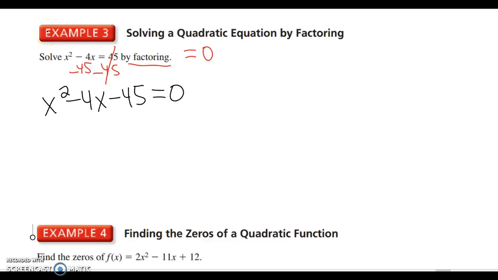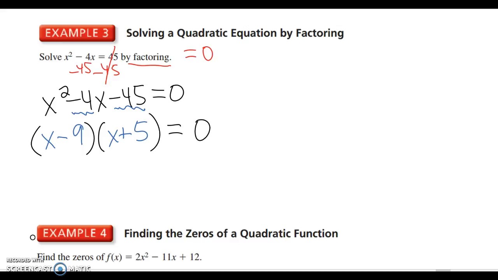Now the next step is just to factor. So think about, this is a trinomial when a is 1. So what two numbers multiply to get negative 45 but add to get negative 4? You should get negative 9 and 5.